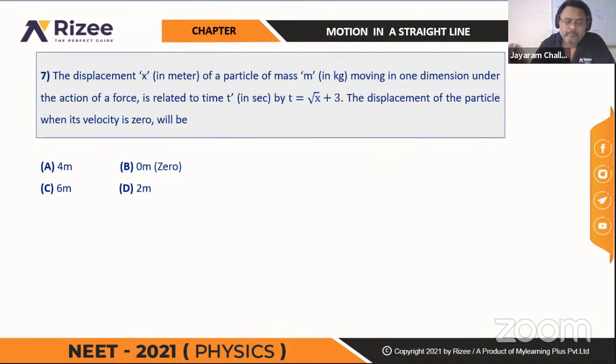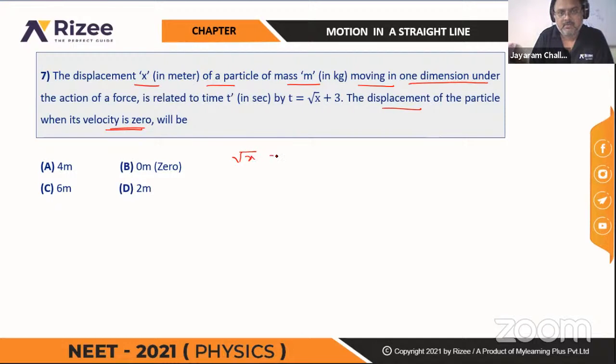Next one, the displacement x of a particle of mass m moving in one dimension under the action of the force is related to time t. t is equal to root x plus 3. So he is asking the displacement of the particle, that is, the x value when velocity is becoming 0. So we have to first find out the velocity, and then make the velocity 0 at a given time. That time we need to substitute in the x relation.